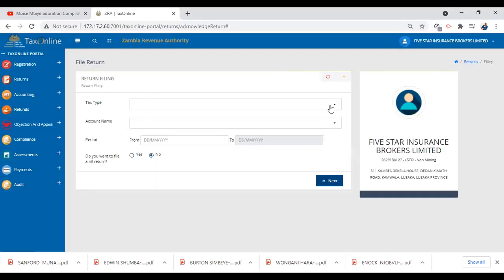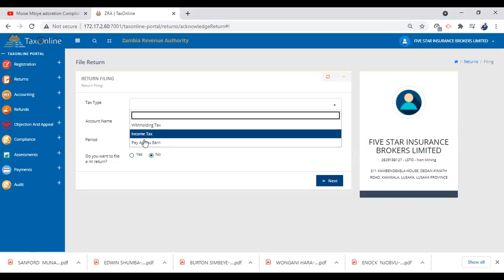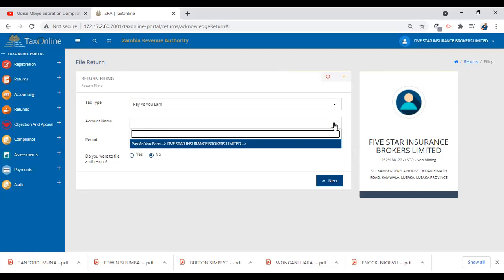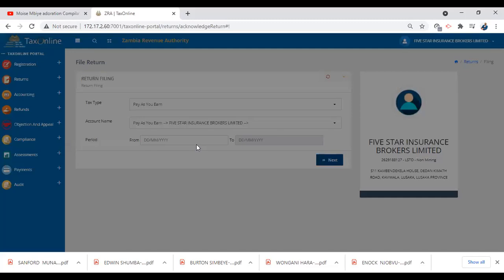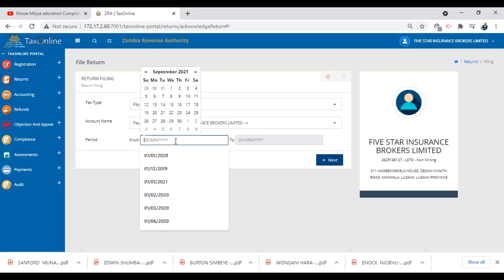And then you have this template. You're supposed to pick the tax type which applies to you. So in this case, we are saying Pay As You Earn. And then you select the account name. In this particular case, our account name is 5-Star Insurance Brokers Limited.